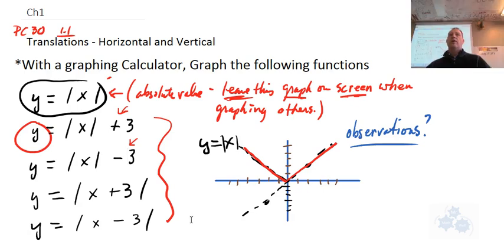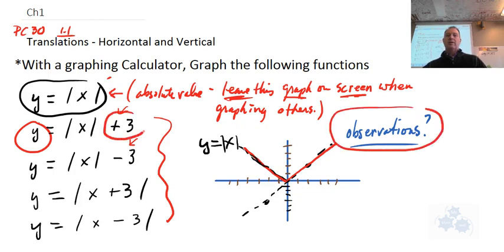Okay, so while you're putting these in, and hopefully you've done a few here now, when you see how these graphs are changed, I want you to think about and even jot down some observations. So what does this adding 3 do? What does this subtracted 3 out here do? What happens if you put that plus 3 inside the absolute value signs, right? That's what we're exploring.